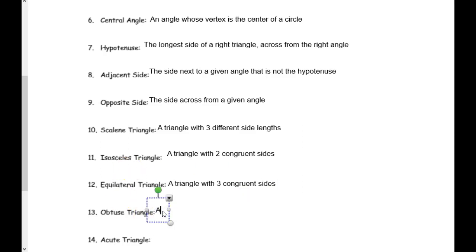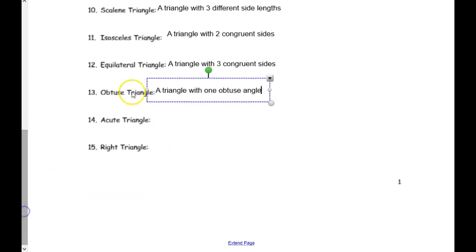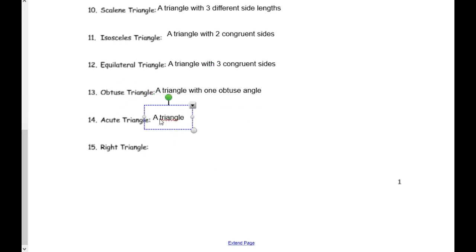Obtuse triangle. A triangle with 1 obtuse angle. Remember, you cannot have more than 1 obtuse angle or it will not be a triangle. Acute triangle, a triangle with 3 acute angles. Oh yeah.